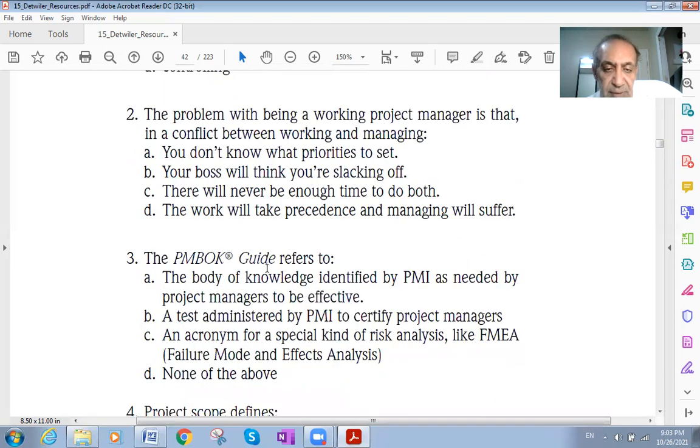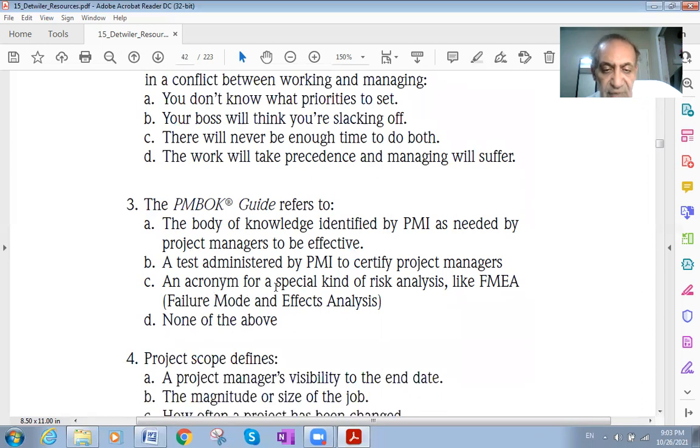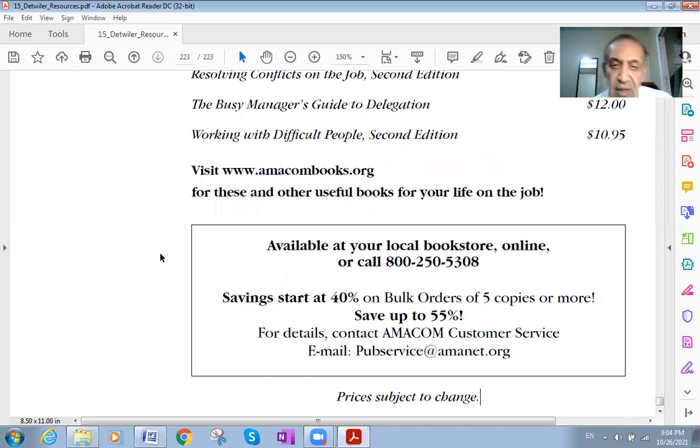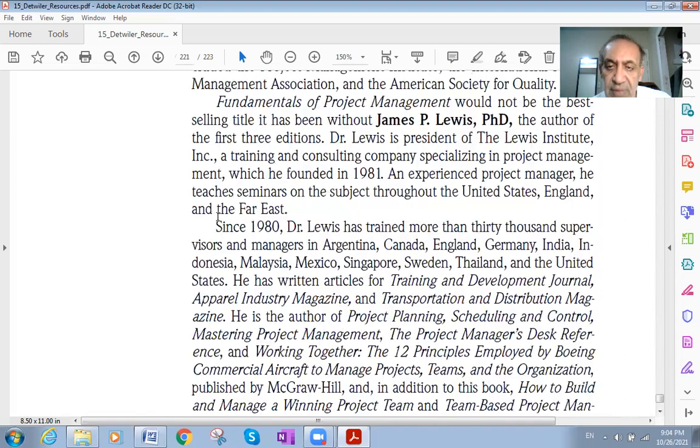The PM Book of Guides refers to the body of knowledge identified by PMI as needed by a project manager to be effective; a test administered by PMI to certify project managers; an acronym for a special kind of risk analysis like FMEA, failure mode and effect analysis; none of the above. Project scope is defined as a project manager's visibility to the end date, the magnitude or size of the job, how often a project has been changed, and the limits of a project manager's authority. Maybe those questions are difficult, or maybe they need some thinking.